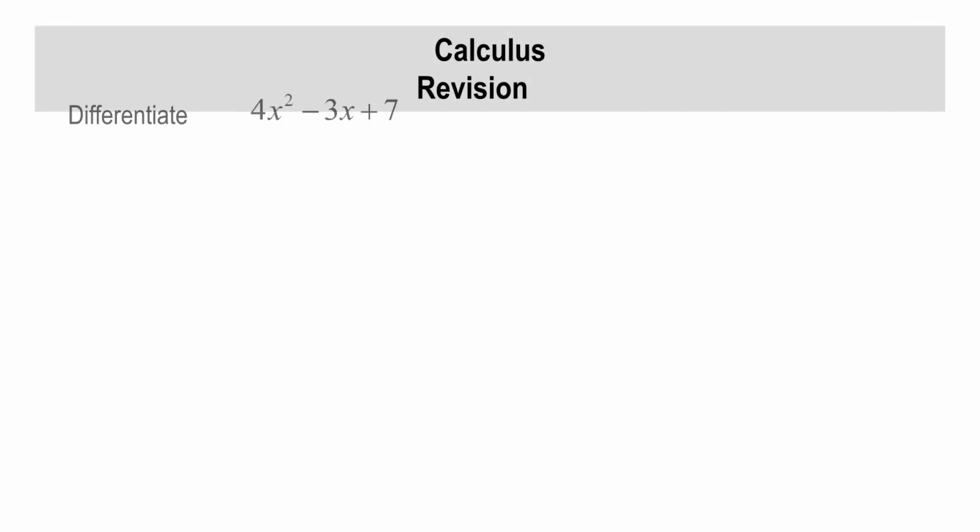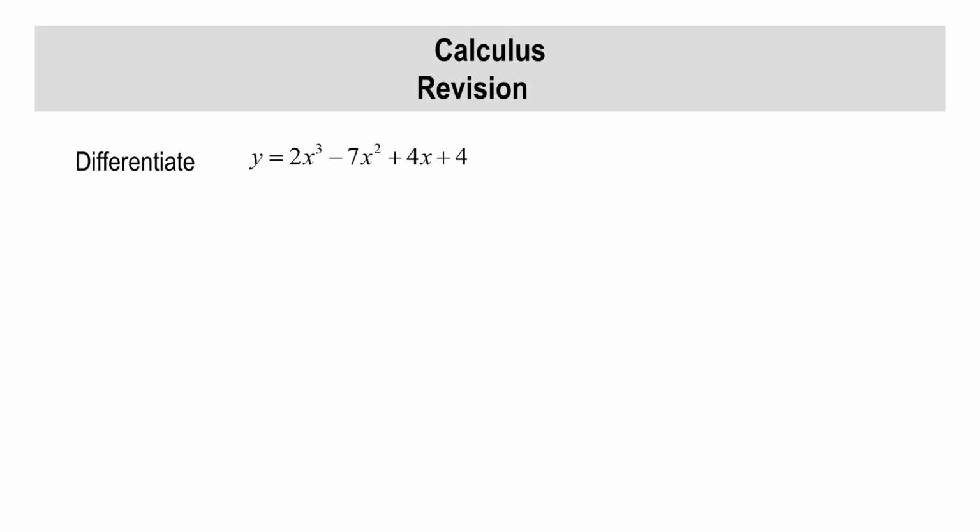Let's practice. Differentiate the expression 4x squared minus 3x plus 7. Applying our rule, we get 8x minus 3. Finally, differentiate y equals 2x cubed minus 7x squared plus 4x plus 4. The resulting derivative is 6x squared minus 14x plus 4. Let's review these calculus examples.